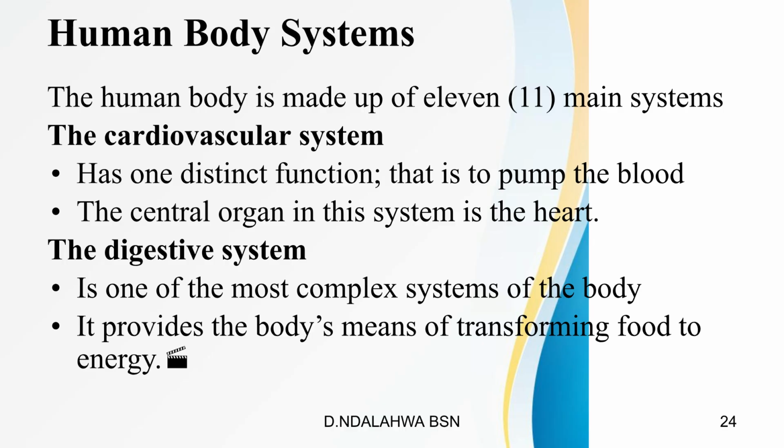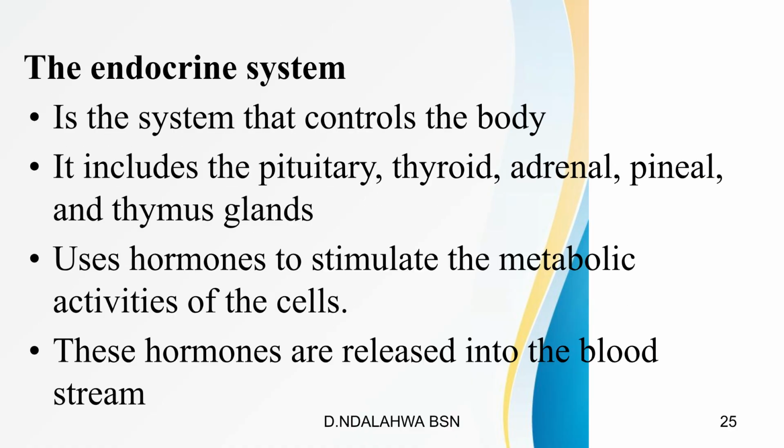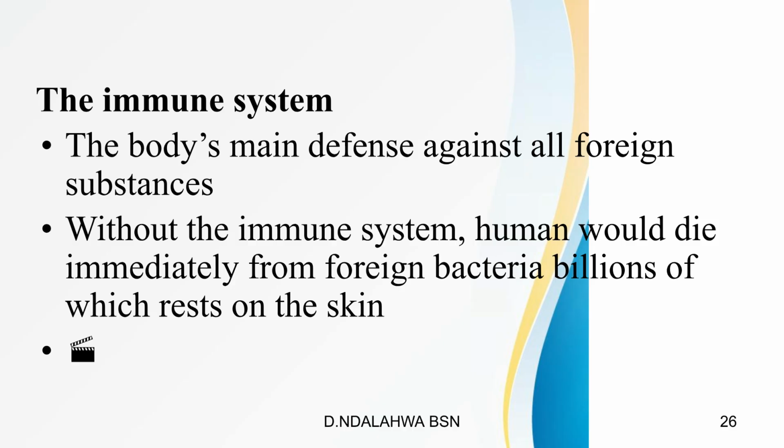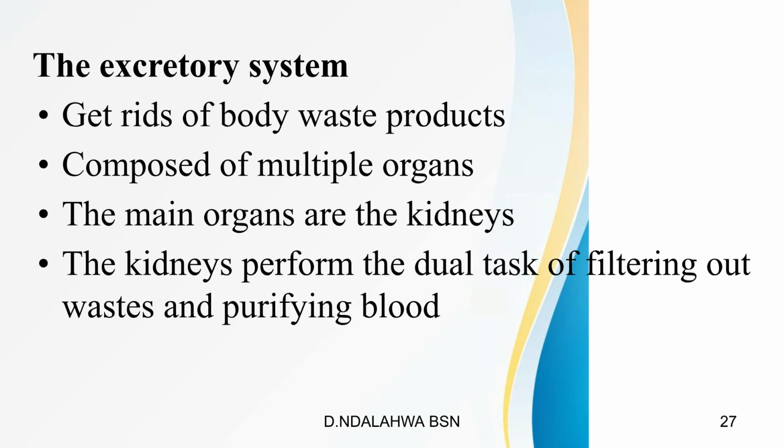The cardiovascular system's distinct function is to pump blood, with the heart as the central organ. The digestive system is complex and transforms food into energy. The endocrine system controls the body using hormones to stimulate metabolic activities. It includes glands like the pituitary, thyroid, and adrenal glands, releasing hormones into the bloodstream. The immune system is the body's main defense against all foreign substances, protecting us from bacteria and other threats. The excretory system gets rid of body waste products. It is composed of multiple organs, with the kidneys being the main organs, responsible for filtering wastes and purifying blood.